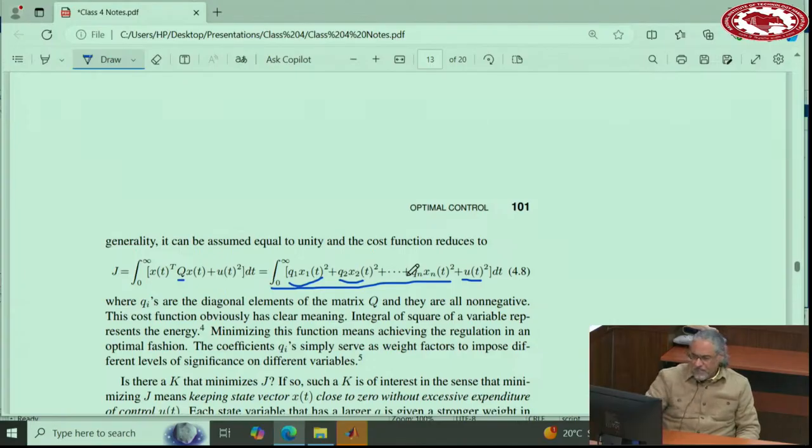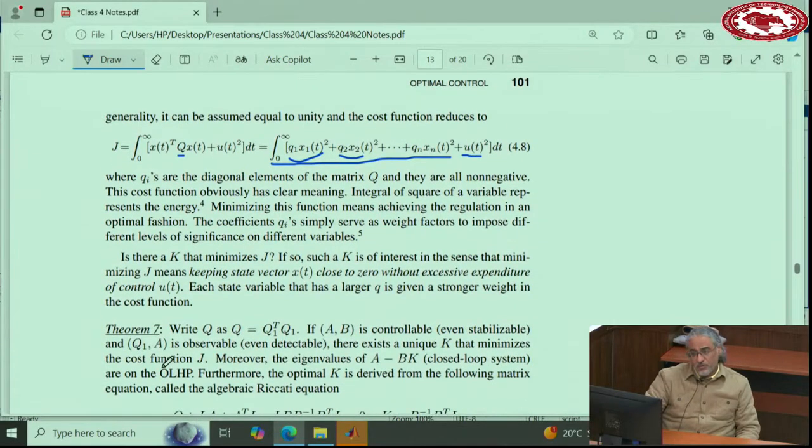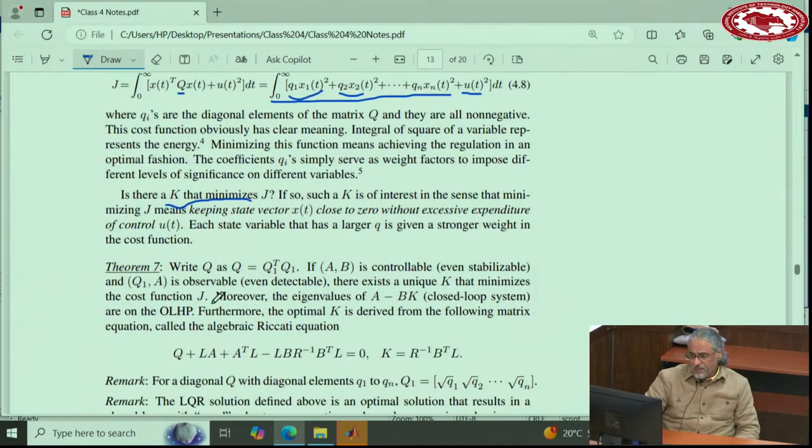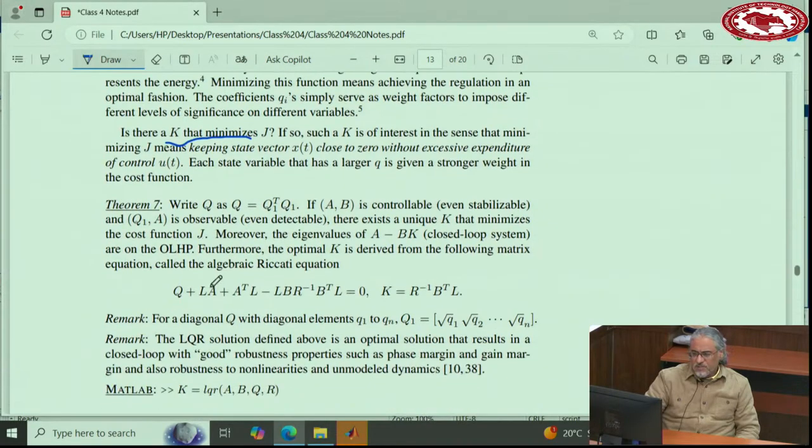Okay, so it looks like again a very good concept. So, but what is K? Does K exist? And if it exists, how can I find it? This theorem really summarizes the answer to these two questions. It says, write the matrix Q as Q1 transpose into Q1.